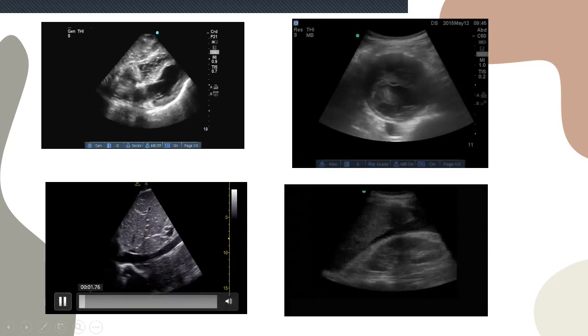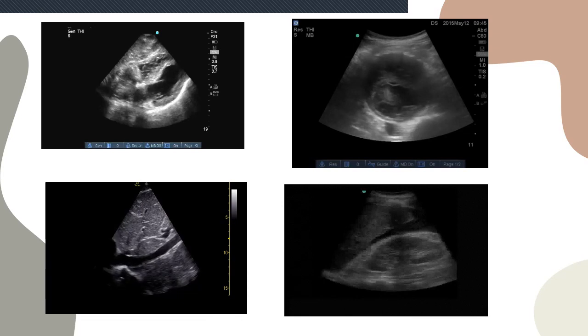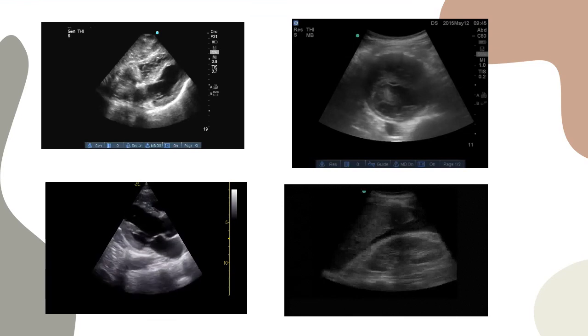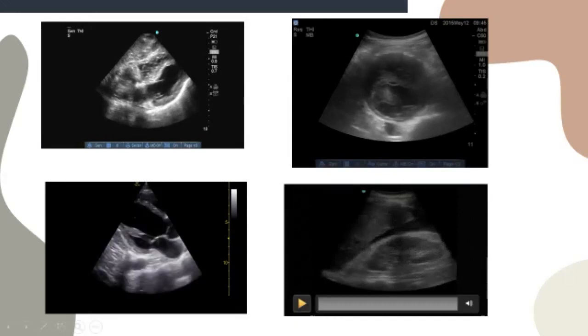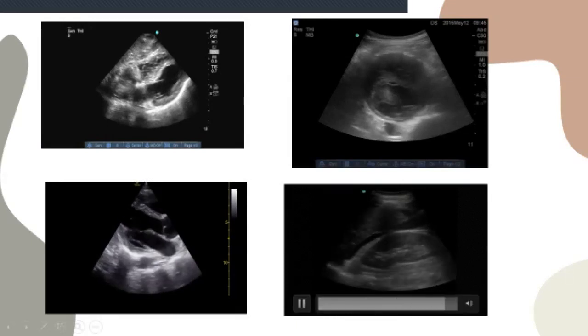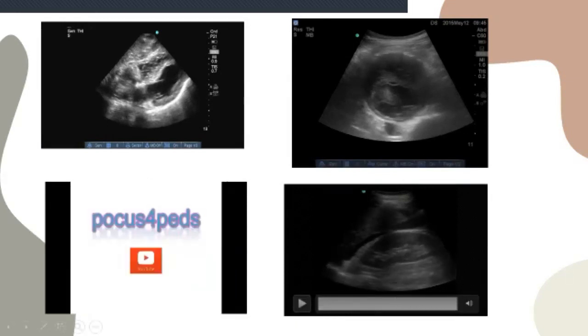And this is a video of our inferior vena cava. As you can see, with the variation of inspiration and expiration, the IVC collapses and extends accordingly. And this one shows fluid in the Morrison's pouch. So probably the patient has hypovolemia from intra-abdominal injury.